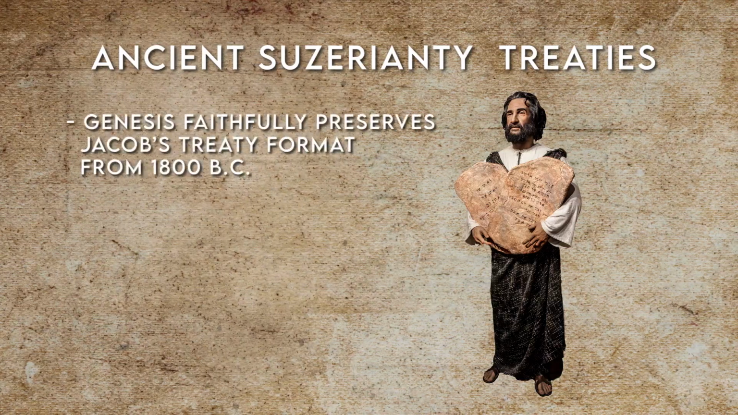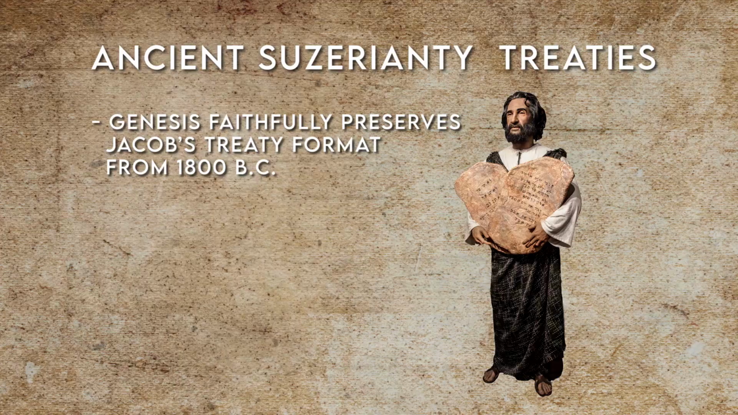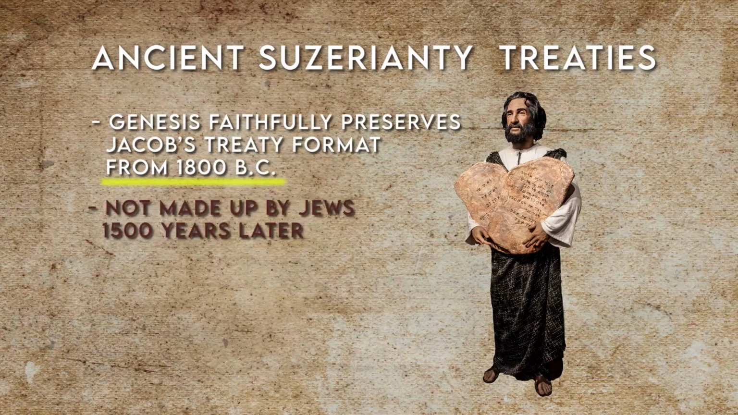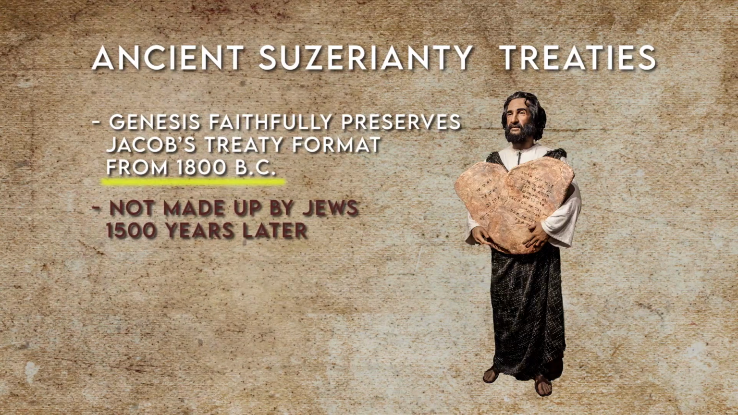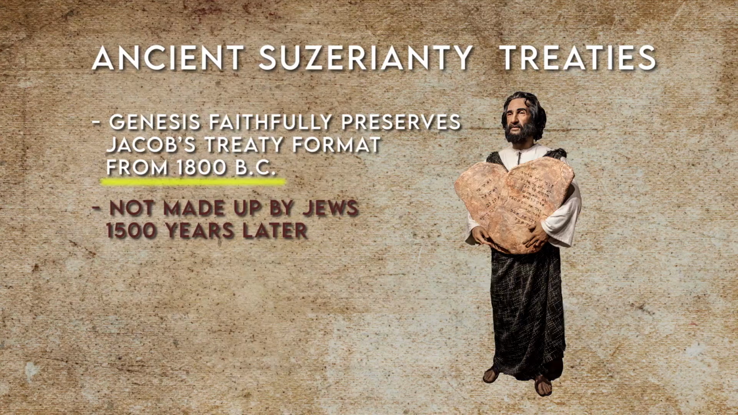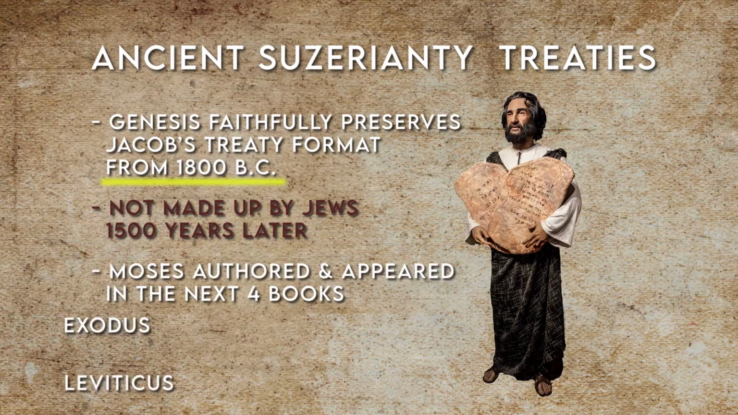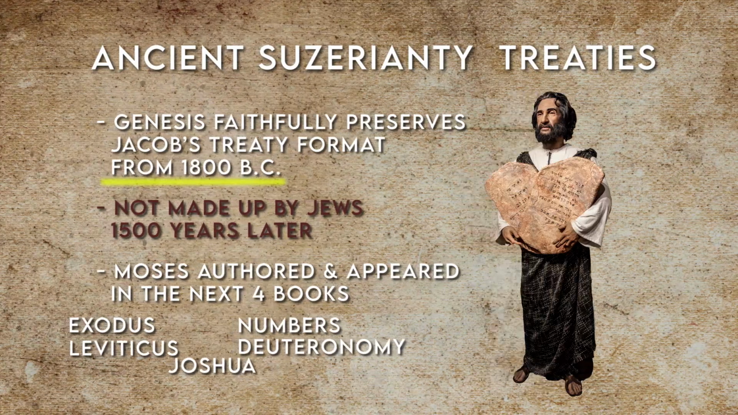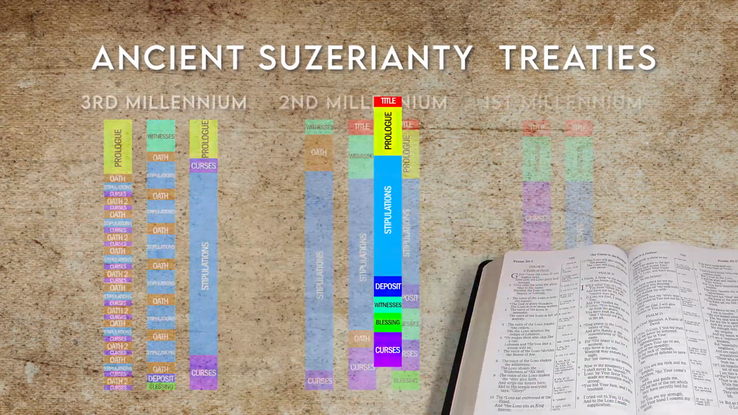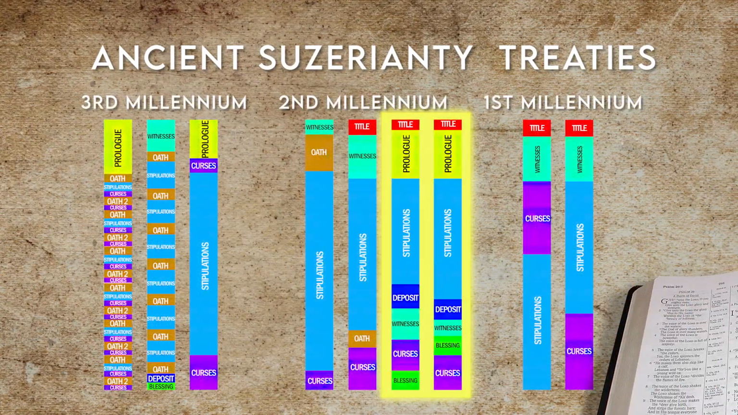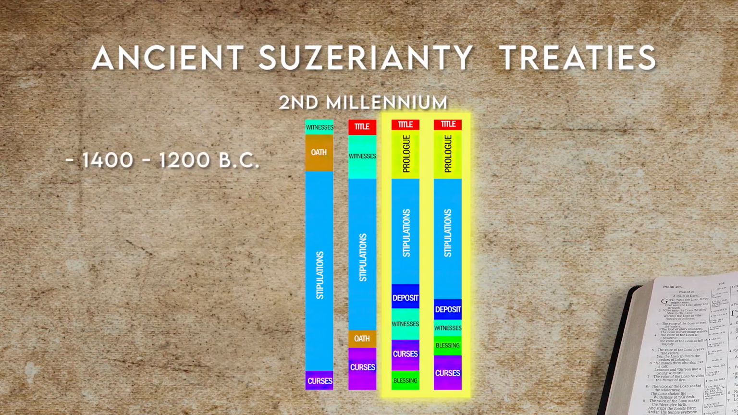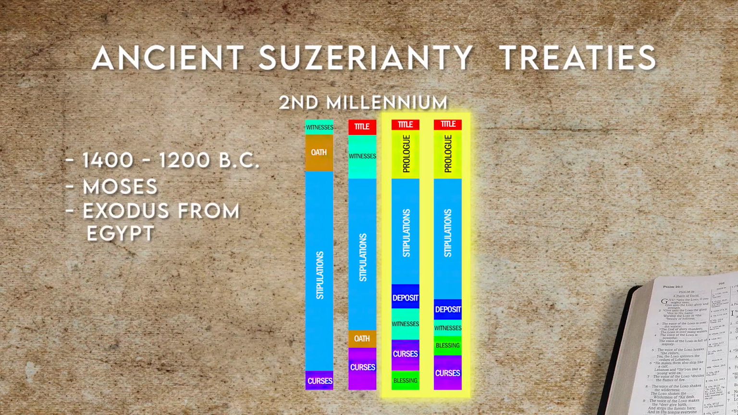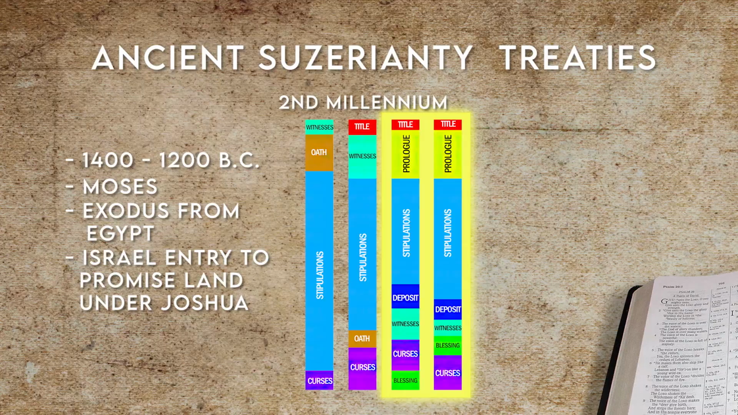This suggests that the stories and characters in the book of Genesis actually took place in the time in which the Bible places them, and that they weren't made up by some hypothetical Jews 1,500 years later. The Bible also tells us that Moses authored and appeared in the next 4 books, Exodus through Deuteronomy, and likewise his successor, Joshua. Here's the treaty format used in these books. You can see that it fits right here because it's essentially the same format that was being used around 1400 to 1200 BC. This is the very era in which the Bible places Moses, the Exodus from Egypt, and Israel's entry into the Promised Land under Joshua.